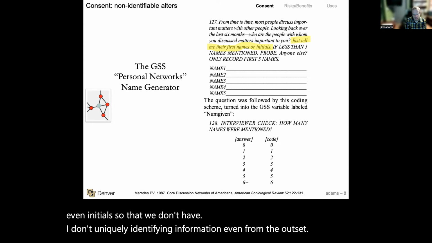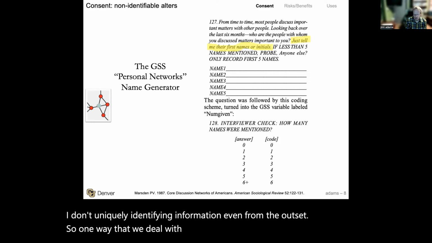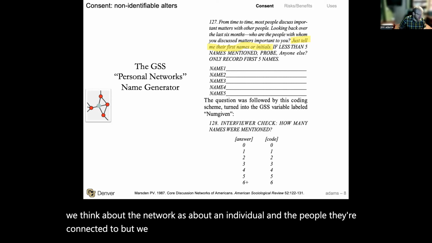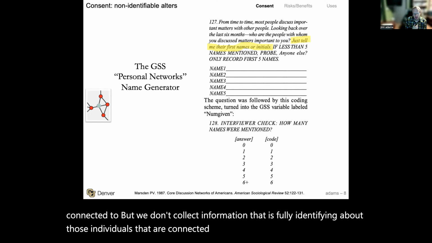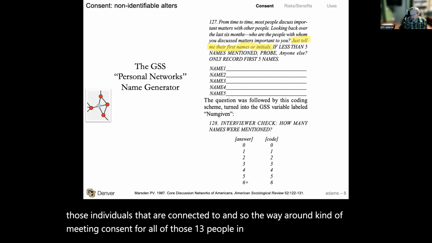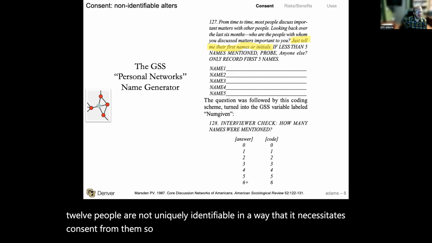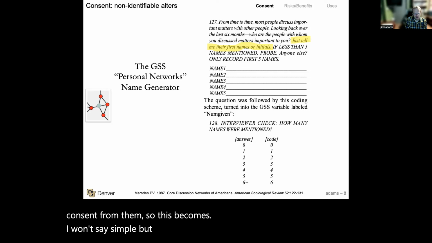So one way that we deal with this relational need for consent is that we think about the network as about an individual and the people they're connected to, but we don't collect information that is fully identifying about those individuals they're connected to. And so the way around needing consent for all of those 13 people in the previous slide is that the other 12 people are not uniquely identifiable in a way that necessitates consent from them. So this becomes, I won't say simple, but a relatively straightforward way of dealing with the consent problems.